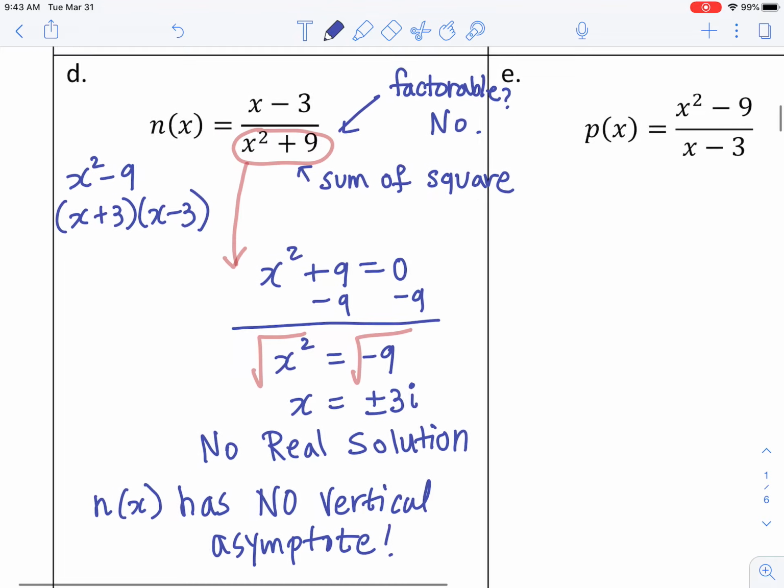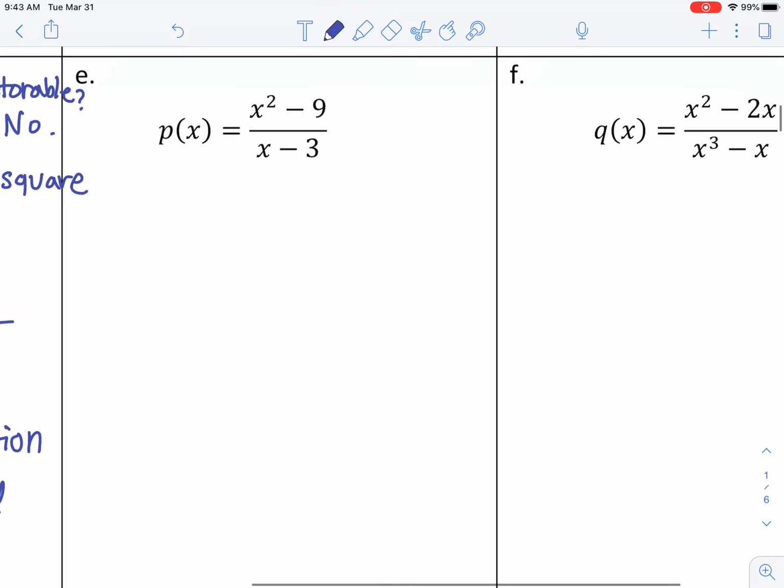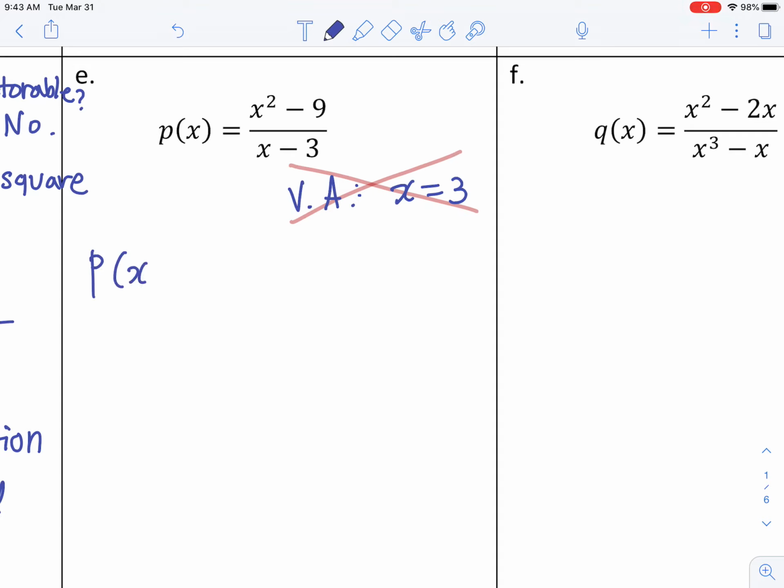All right, let's go back to P of x. Now this one is going to be a little special, okay? It will be wrong for you to say that we have a vertical asymptote at x equals 3. That's going to be incorrect. Let's see why.